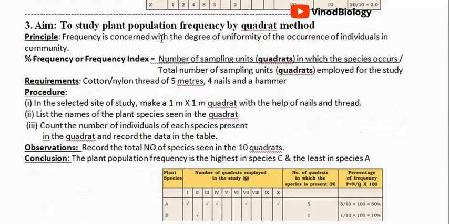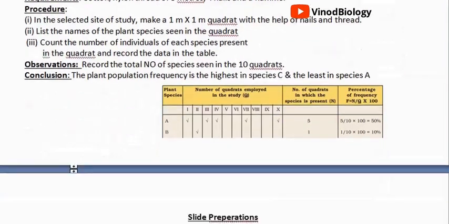Next, either this or that one: to study the plant population frequency by quadrat method. Same principle, 1 mark, requirements 2nd mark, procedure 3rd mark, observation 4th mark combined with conclusion. Okay, the third experiment notes.